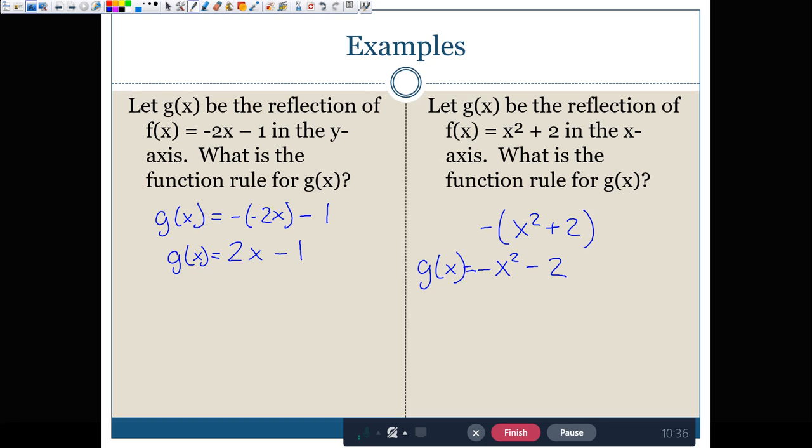So that is reflection. Okay, so we talked about translation, so that's moving left to right, up, down. Reflections are reflecting over the x-axis and the y-axis. And then our last topic is going to be dilation. Dilation is either going to be a vertical stretch or a vertical compression. A stretch is going to become stretched out, and the compression is going to make it thinner.